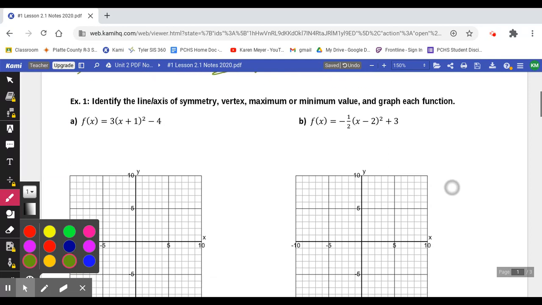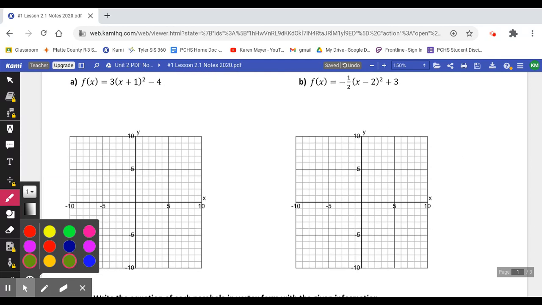So let's just jump right in with graphing. So the first thing I like to do is identify the line of symmetry. So LOS. Remember, LOS is always x equals. And then what you do is you look at the number inside the parentheses and you change its sign. So inside the parentheses is positive 1, so we change that to negative 1. Then vertex, which I'm going to call V. So remember, vertex, change the sign inside the parentheses to negative 1, and then keep the minus 4 at the end.